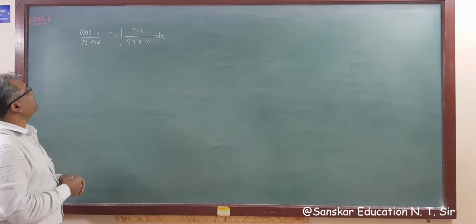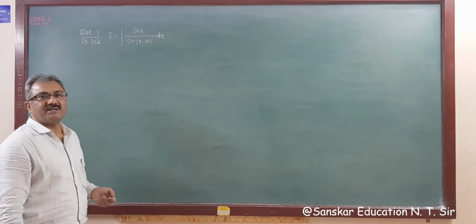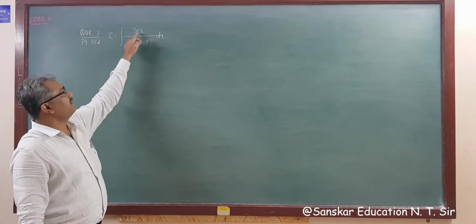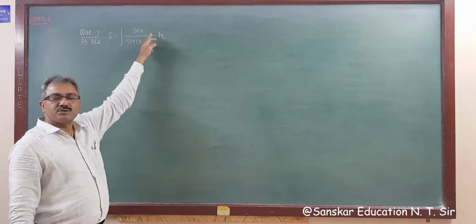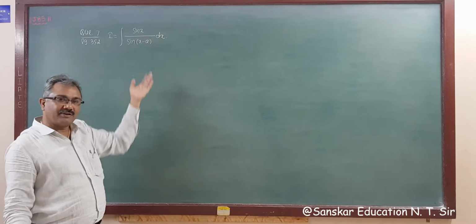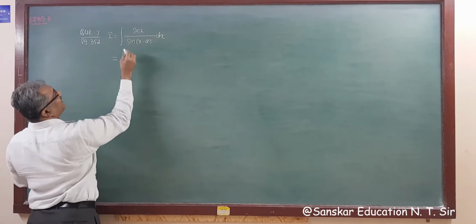Question 7, page 352. I is equal to the integral of sin x upon sin(x minus a). Here sin, here is also sin. Here is x, here is x. No minus a. So subtracting a and adding it, we get our answer. So the hint is adding and subtracting a here.